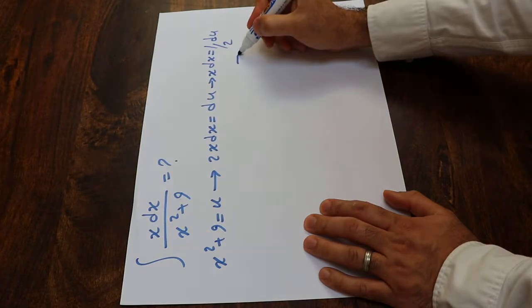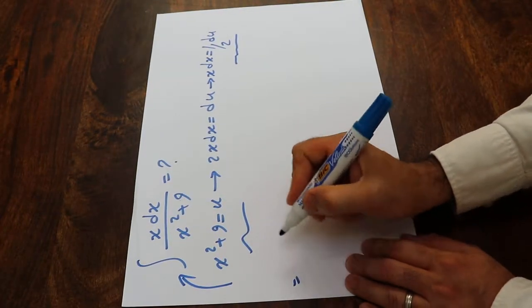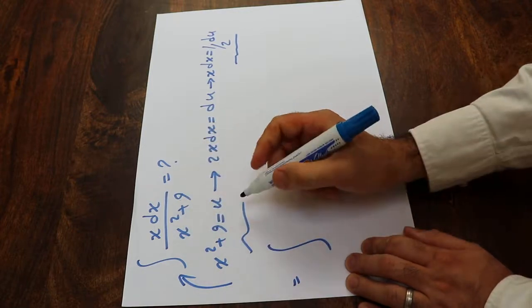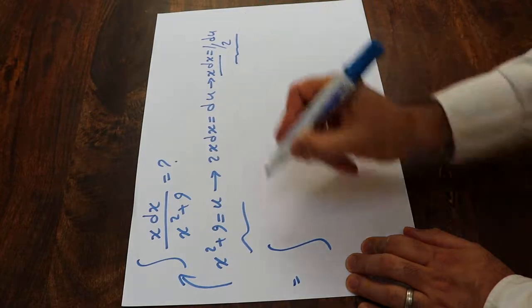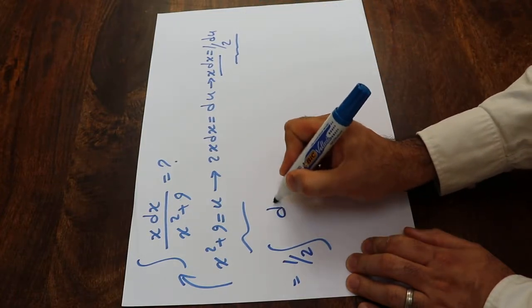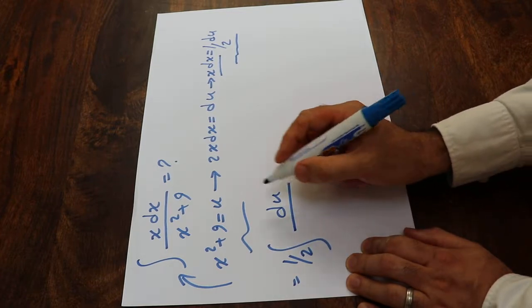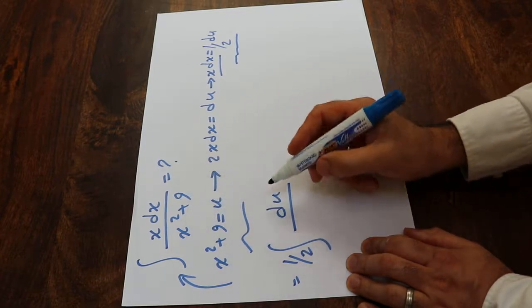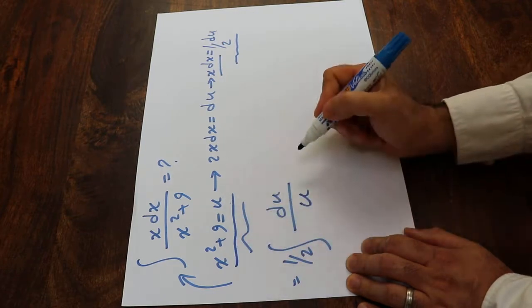So all you need to do here is to substitute these two expressions into this integral and rewrite it. That will be the integral of, instead of x dx, I simply write 1 divided by 2 du. 1 divided by 2 is a constant, so I can take it out of the integral. Divided by x² plus 9. Instead of x² plus 9, I write u. That's the way I defined u, right?